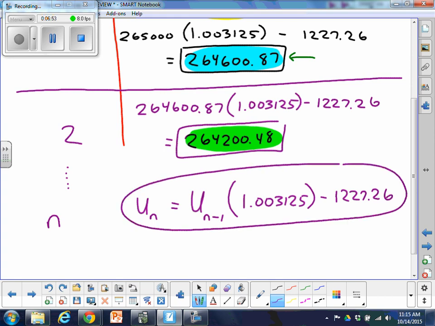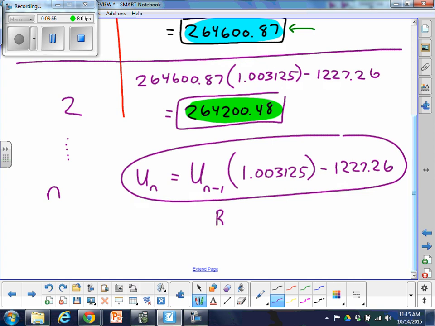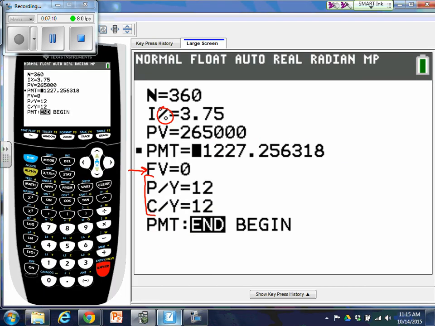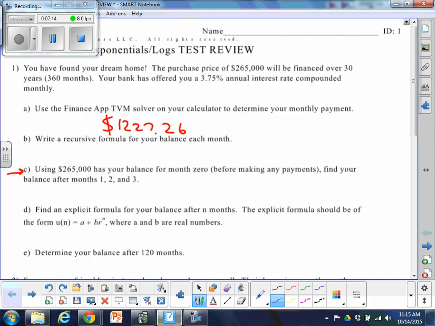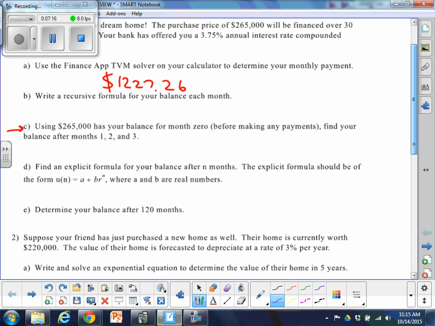Okay, and again, recursive is something that uses the previous value to get you the next value. So this helps see the pattern, but it's not going to help you get any specific month unless you happen to know the month before it. So if we look on the review here, oops, wrong page. We just did part B. Okay, we just did the recursive formula.